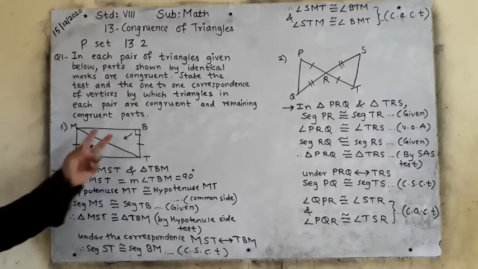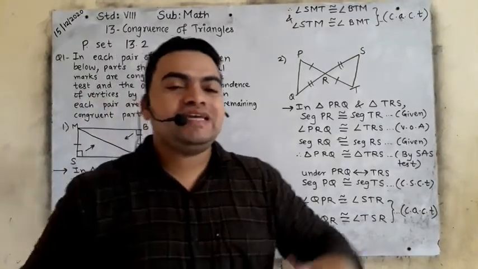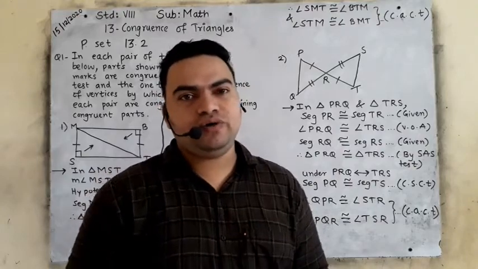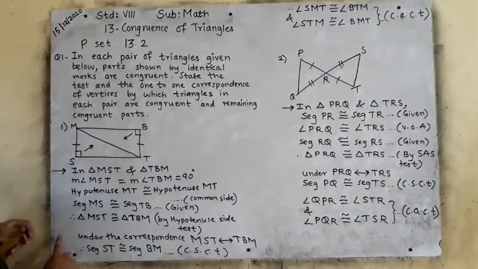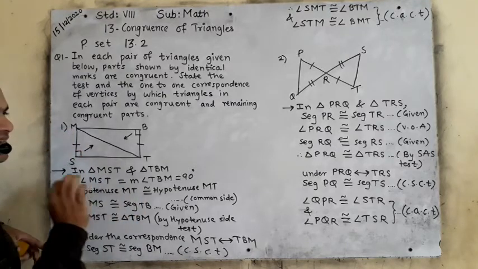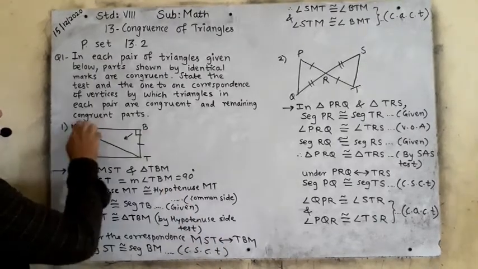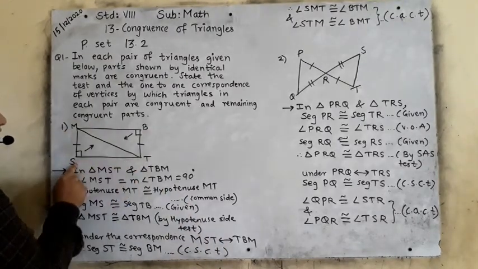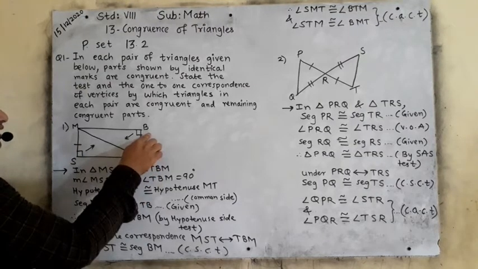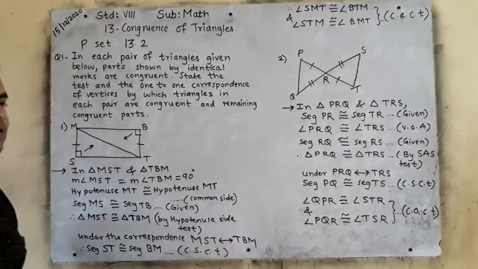Simple. And if the two triangles are congruent, then their remaining sides will also be congruent, and their remaining angles will also be congruent. Please pay attention here. Under the correspondence, the order of writing is very important. MST corresponds to TBM. In MST, S is 90 degree. Here it is one line, so you will start from here, T, B is 90 degree, so TBM. So these two triangles are in correspondence to each other.